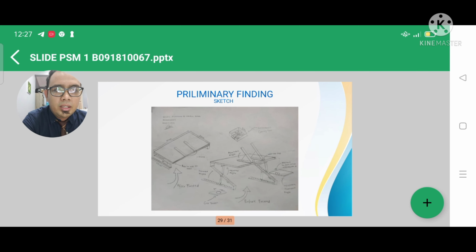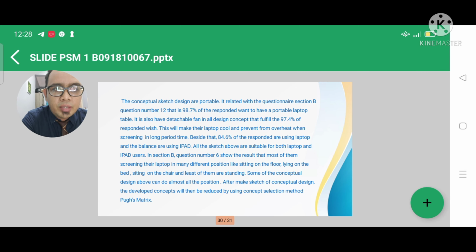The preliminary findings. This is one sketch that I made after consolidating all the questionnaires that I gave to the respondents. The conceptual sketch design is portable. It is related to questionnaire section B, question number 12.